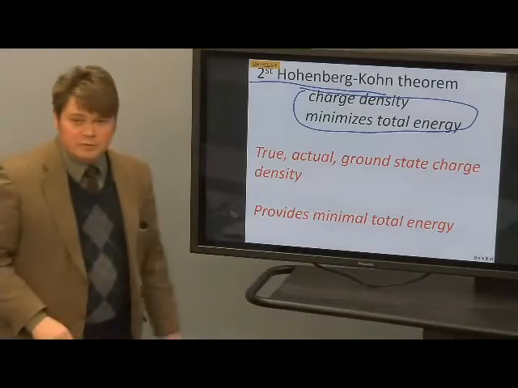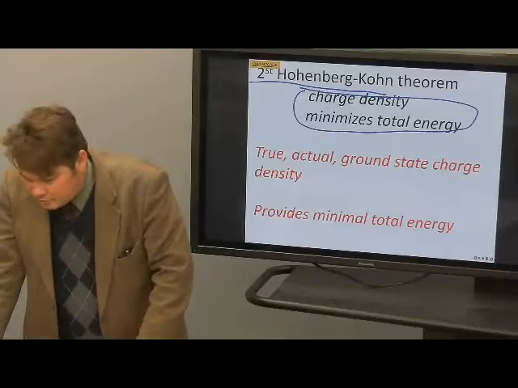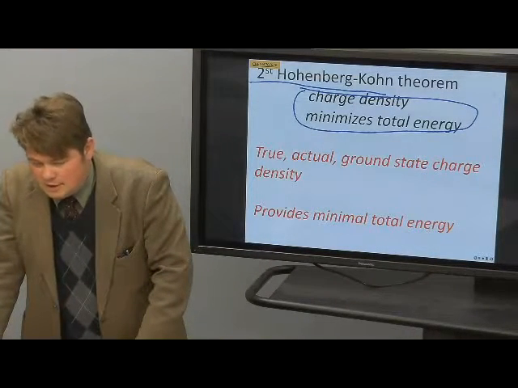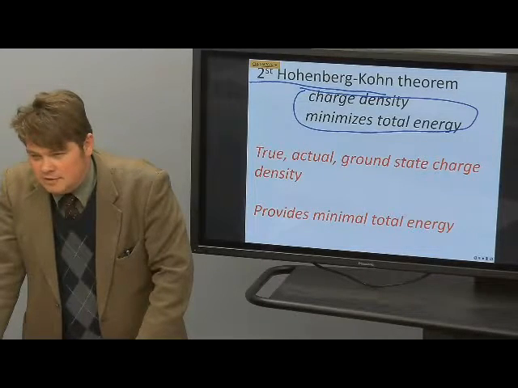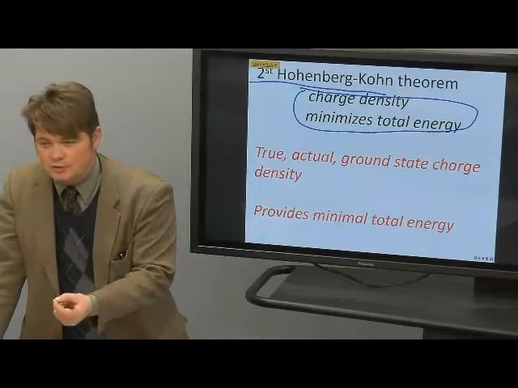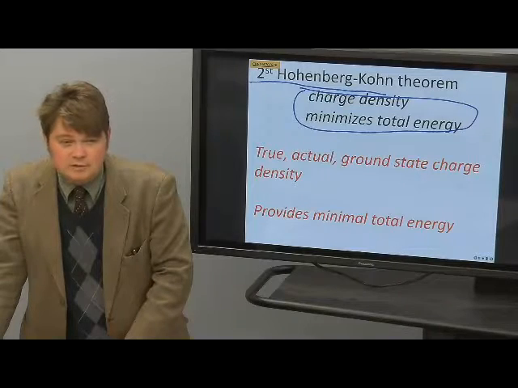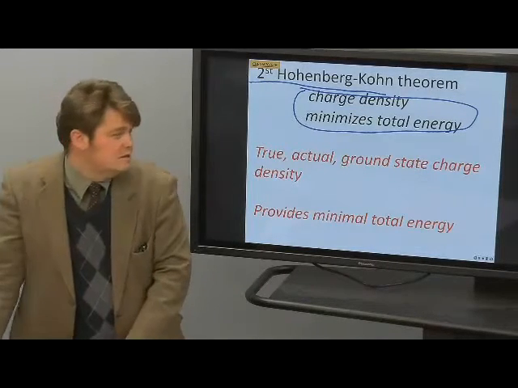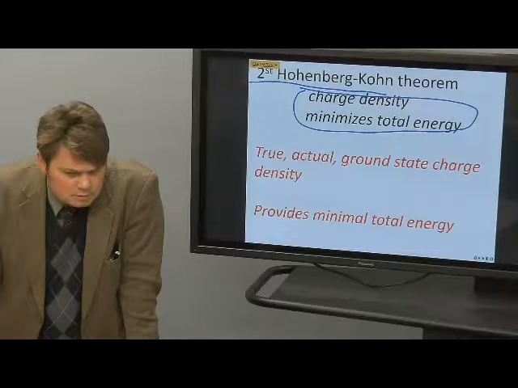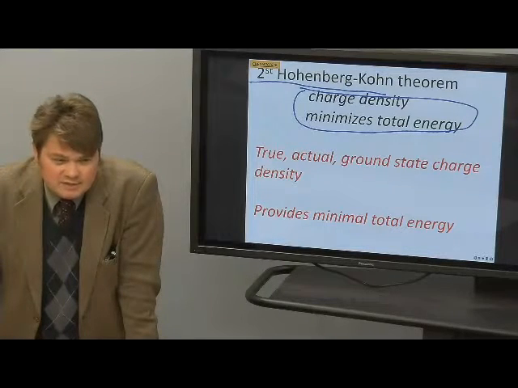So, theorem, relatively quick. The first theorem was that if we know the density, then we know everything. The second theorem: if we know the correct density, then the energy computed based on this density will be the absolute minimum of total energy for this system. Make sense? So it is basically a re-verbalization of the variational theorem in the language of density functional.